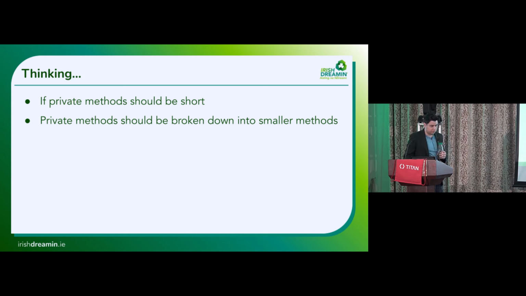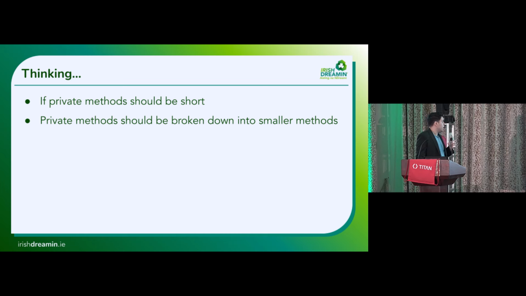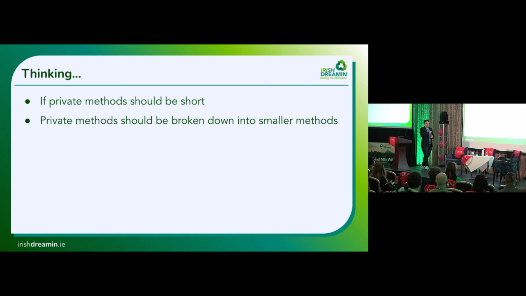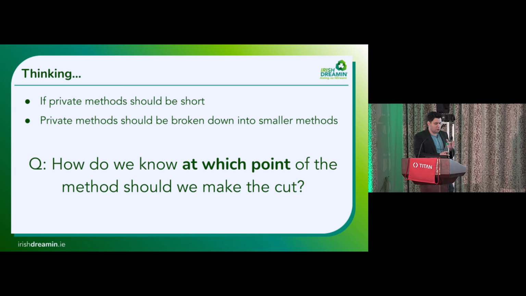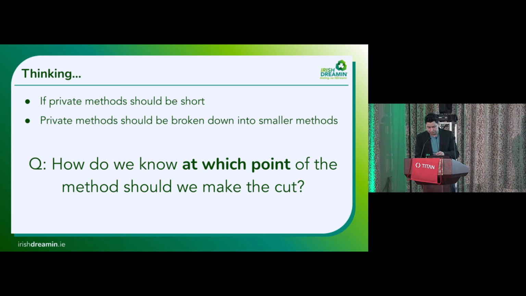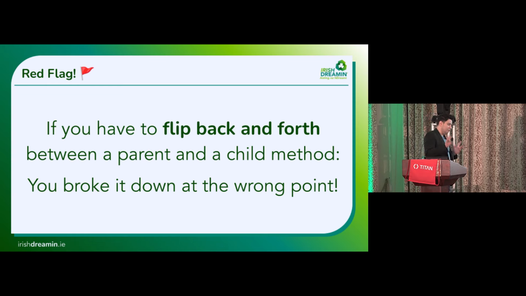Now, quick exercise. If we agree that private methods should be short, then that naturally means that private methods should be broken down into smaller methods, right? So you would have a longer private method, and then you realize it's too long. I'm going to break it down into smaller methods so that it's easier to manage. But then how do you know where to make that cut? If you have an internal method that is this long, do you cut it here? Do you cut it here? Do you take 3 pieces? Do you just cut it in half? How do you know?